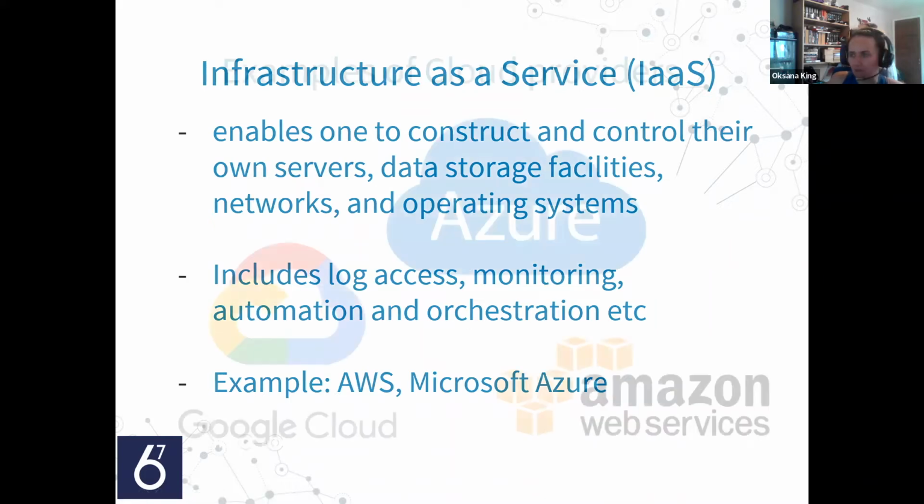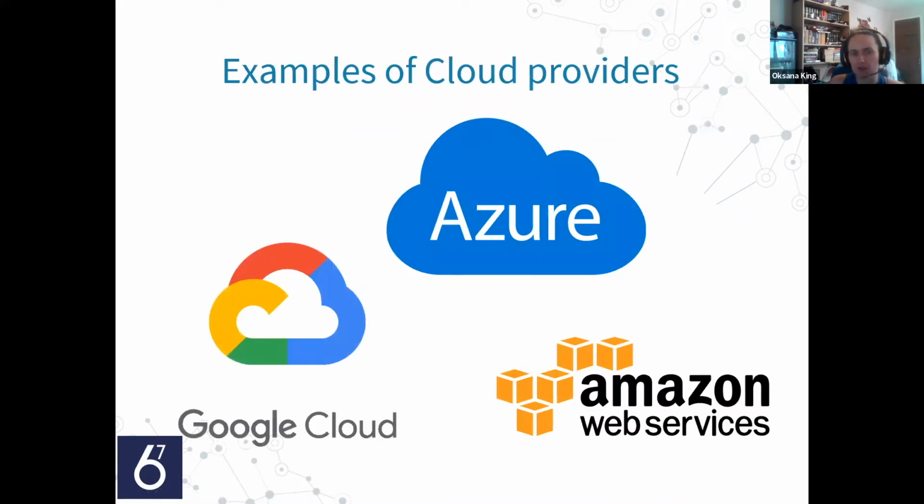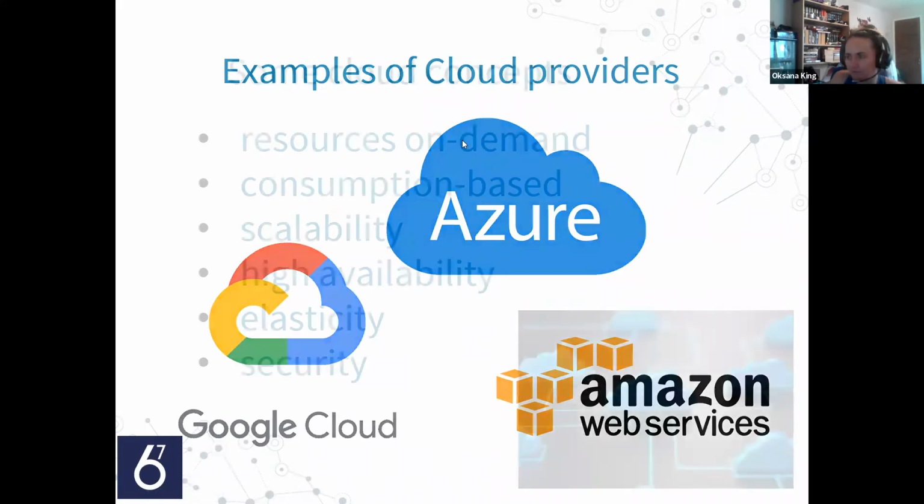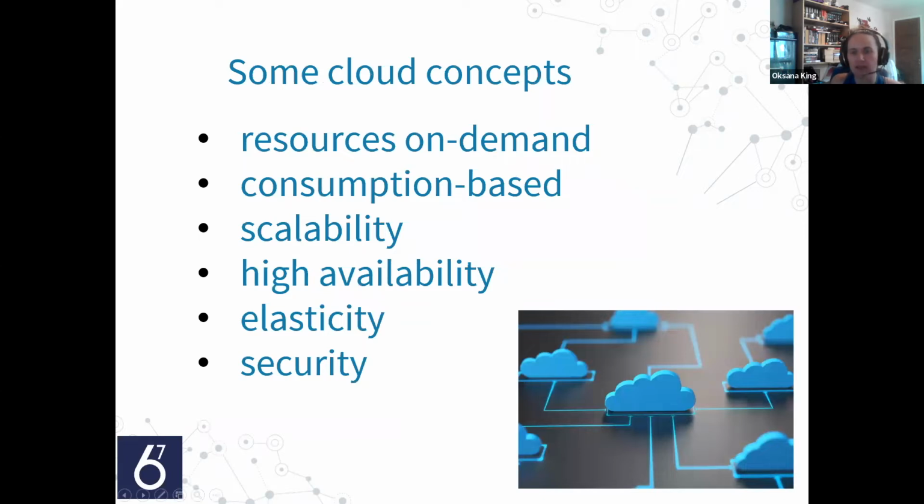Okay, so examples of cloud service providers are Microsoft Azure and Google Cloud Platform and Amazon Web Services. And there are others, for example, Alibaba Cloud. Cloud computing has some key characteristics that allow it to become the very powerful service that it is today. Let's go through the main ones.